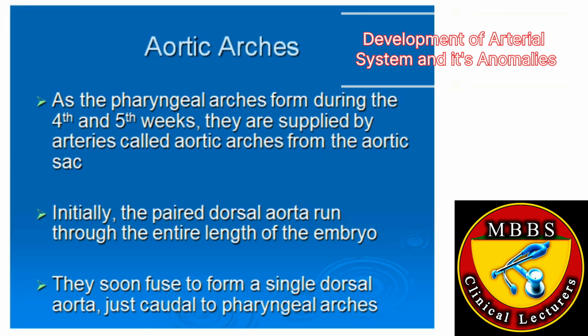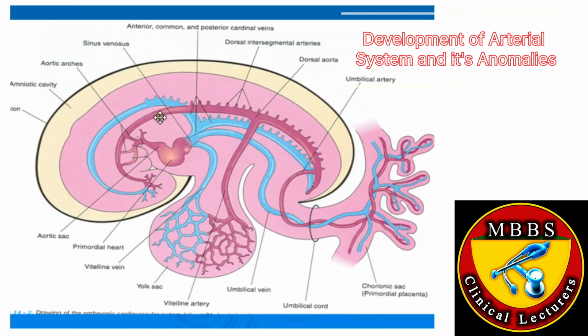There are two dorsal aortae running side by side on either side of the heart and running throughout the length of the embryo. At the distal end of the pharyngeal arches, these two dorsal aortae fuse to form a single dorsal aorta caudal to the pharyngeal arches. This is a figure of the embryo showing you the heart, and there are two dorsal aortae, and ultimately they fuse and form the single dorsal aorta.